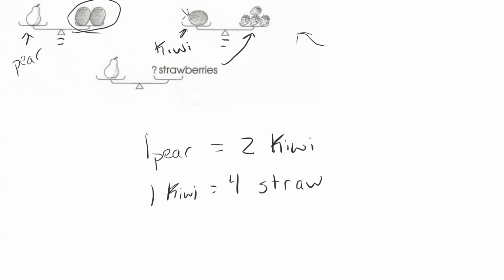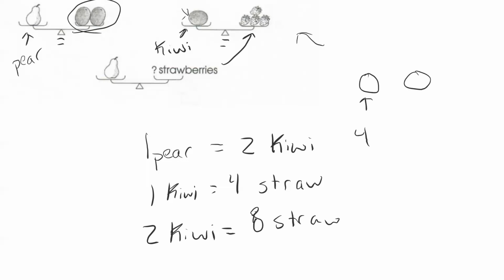Knowing this, we can say that two kiwis is equal to 8 strawberries because we said one kiwi is 4 strawberries. So if I have one kiwi, which is 4, and then I'm adding another kiwi, which is also 4, you get 8. So 2 kiwis is 8 strawberries. So knowing that, we can find how many strawberries we're looking for here as our answer.